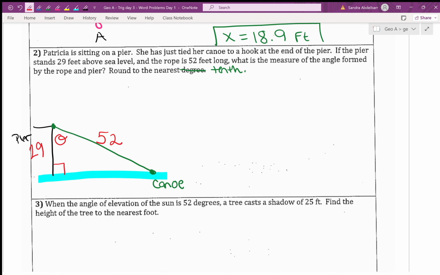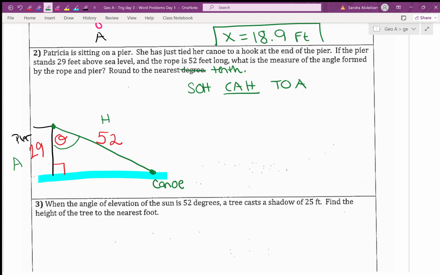Since I'm trying to find an angle, that's when we use inverse sine. Remember that? Sine to the negative first power? Inverse sine, that's when we use that. But before we can use sine to the negative first power, the inverse of sine, we need to figure out our equation. So everything is in reference to theta. Do we all agree 29 is adjacent and 52 is the hypotenuse? So are we SOH, CAH, or TOA?